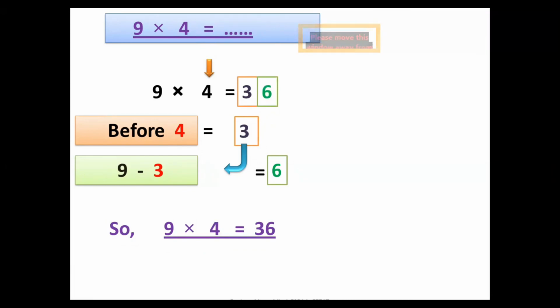This is the table 9. So at first we take number 4 and get the number that comes before it, which is 3, and then we subtract 3 from 9 to get 6, and then the product of 9 by 4 equals 36.